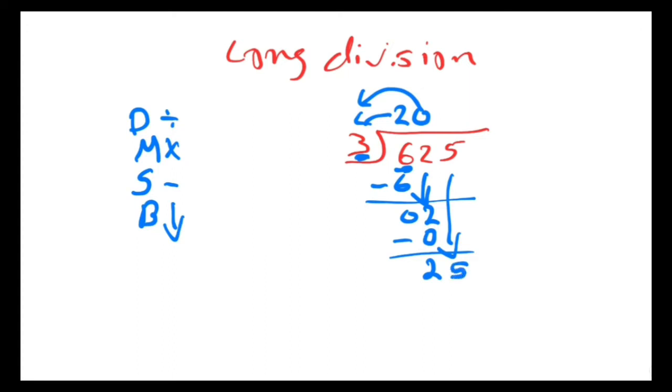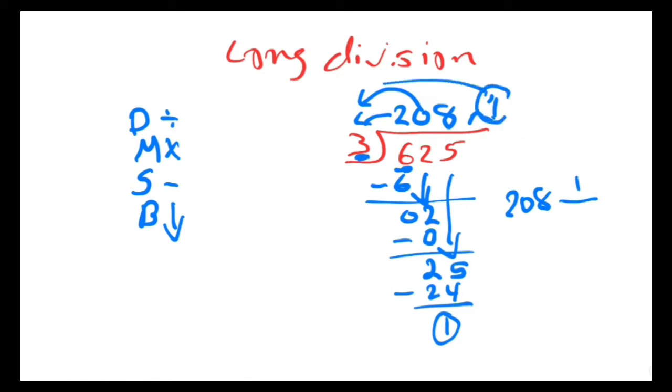25 divided by 3, the closest number is 8. 8 times 3 is 24. Then you subtract. You got 1. And we don't change that into a decimal, we just keep the remainder 1. And your final answer is 208, and the remainder is 1 over the divisor, which is 3. So this is your final answer.